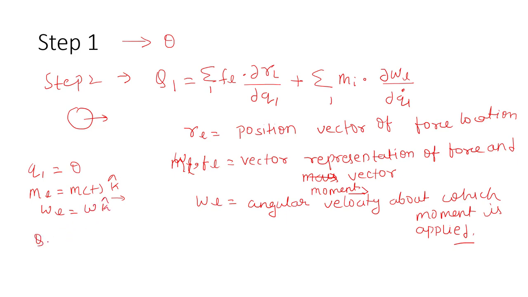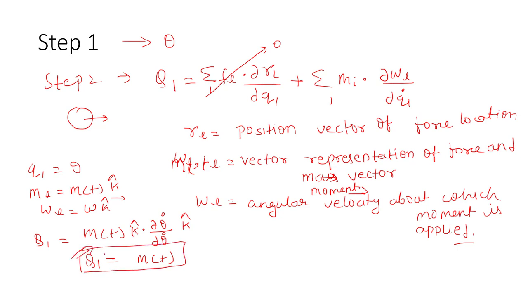Now if we substitute these things into the equation, because there is no external force, the first term will be 0 and the second term will directly give us mt k cap dot d theta dot by d theta k cap. So the generalized force in the theta direction will be m into t, which is a function of time, and this is the moment that we have applied over the system.